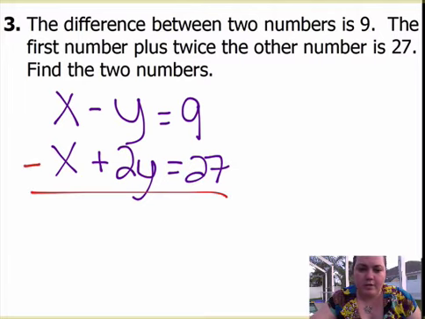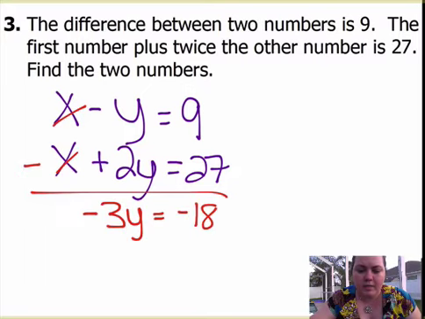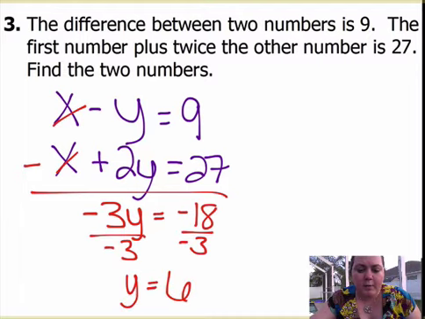Then I can, again, use elimination or substitution. I will use elimination. The x cancels. Negative y minus positive 2y gives me negative 3y. And then I'm going to subtract 9 minus 27. I get negative 18. Divide by negative 3. I get y equals 6.